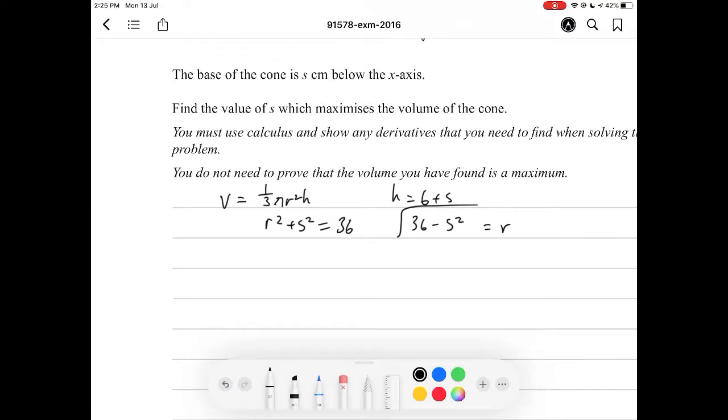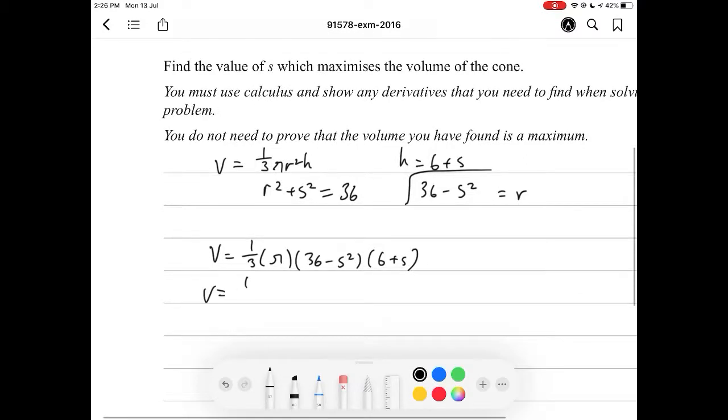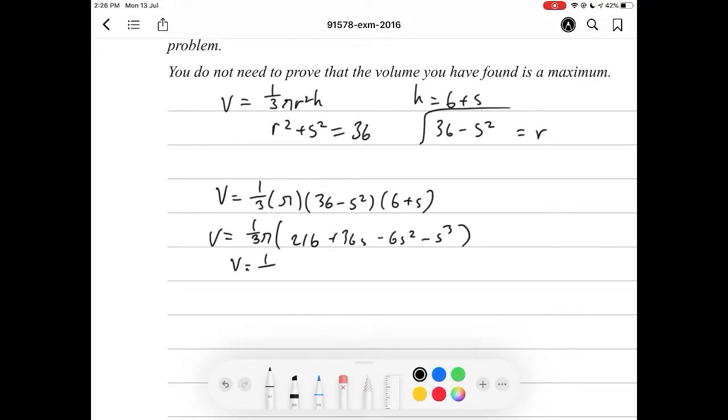So therefore, if we substitute r in terms of s and h in terms of s into our volume formula, we get V equals 1/3 pi r squared. r squared is just 36 minus s squared, times the height, which is 6 plus s. So volume equals 1/3 pi, and we'll simplify this as 216 plus 36s minus 6s squared minus s cubed. Volume equals 1/3 pi, so we have negative s to the power 3 minus 6s squared plus 36s plus 216.